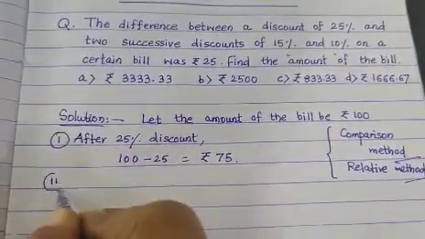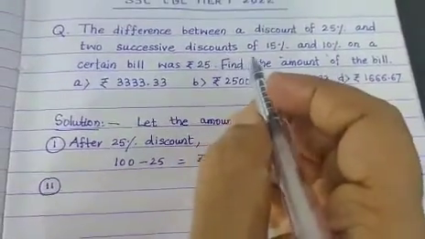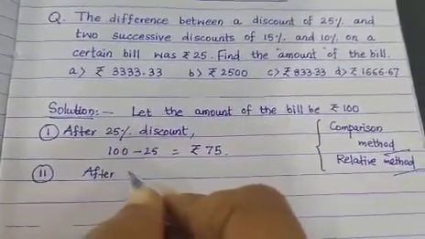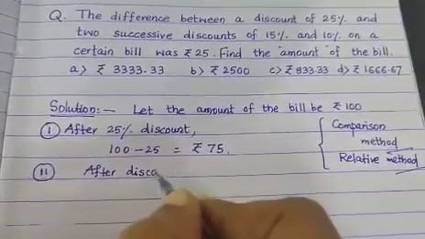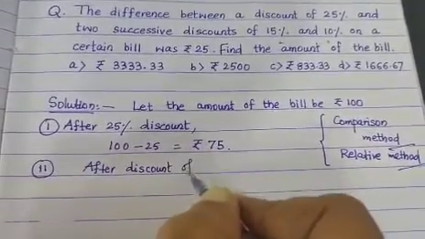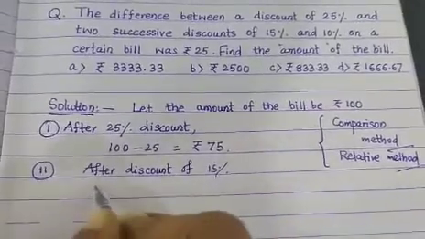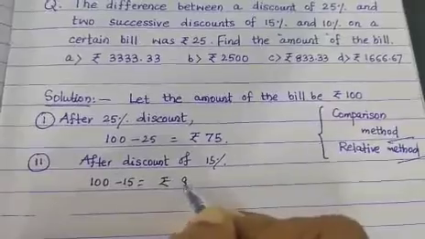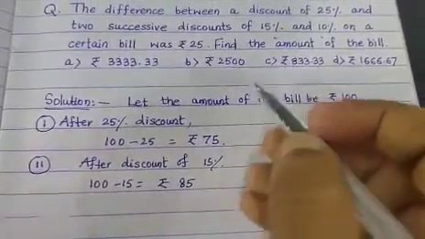Now the second case is after the first discount of 15%. After the discount of 15%, how much does it come to? 100 minus 15, that is equal to ₹85. Now this is a successive discount.